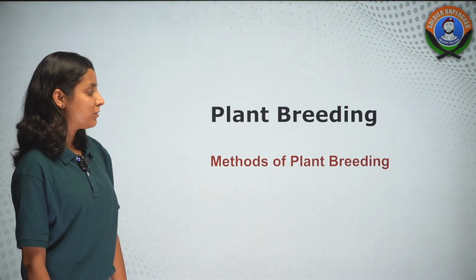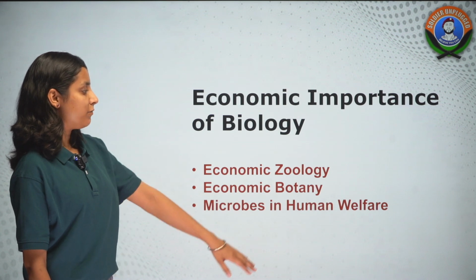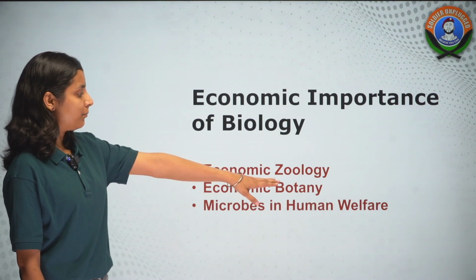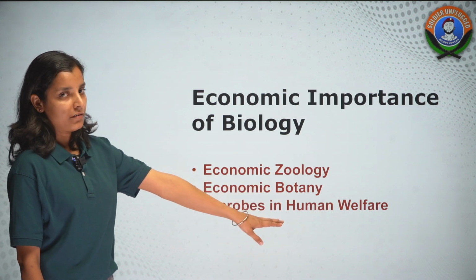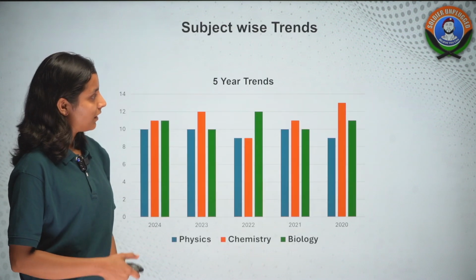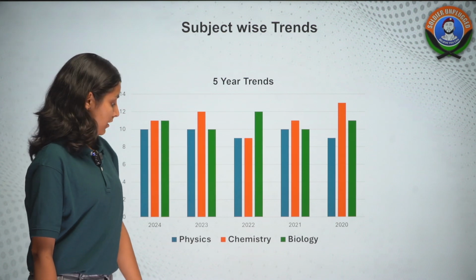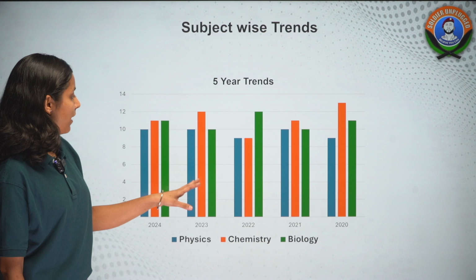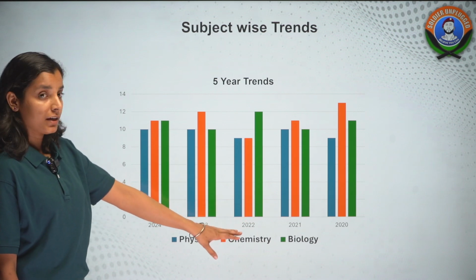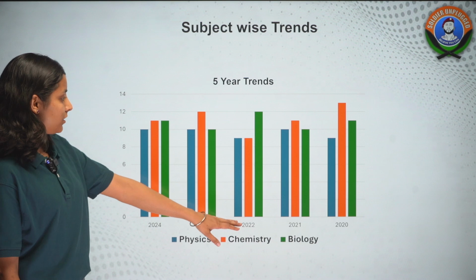Then we have methods of plant breeding. Then economic importance of biology, this is a very important topic. Under this we will discuss economic importance in zoology, botany and microbes in human welfare. So this was the whole syllabus. Now we have subject wise 5-year trends. Here you can see physics, chemistry and biology, and chemistry and biology are of somewhat equal weightage in the last 5 years, and physics is in 3rd place.